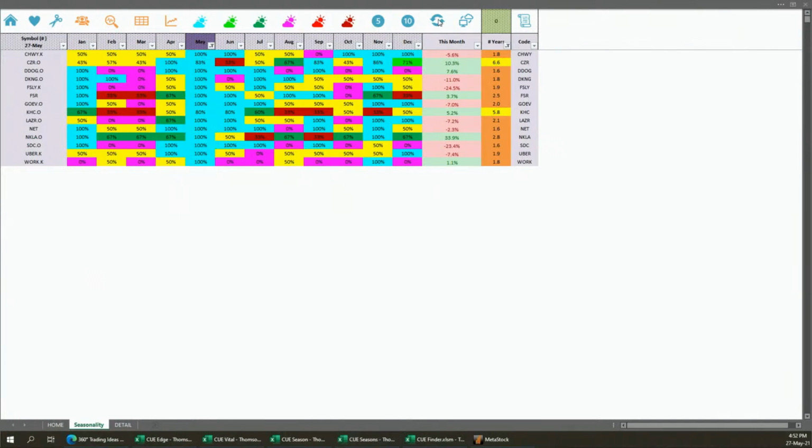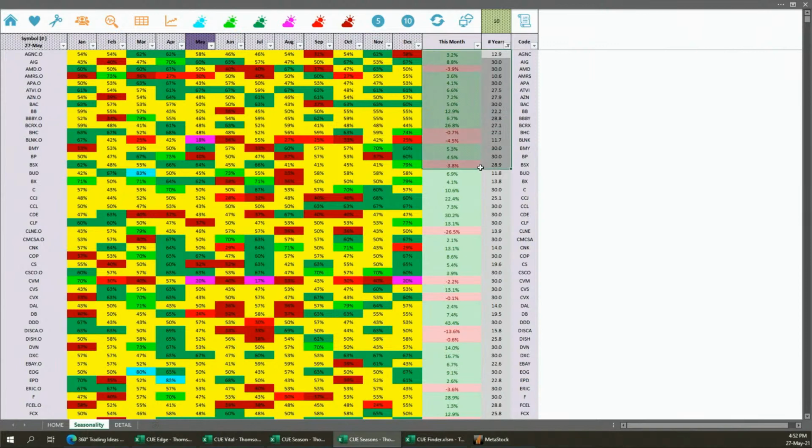So what am I going to do? I'm going to look for stocks that are having at least 10 years of data. I just click the number 10 button and then look for bullish seasonality in the month of May.